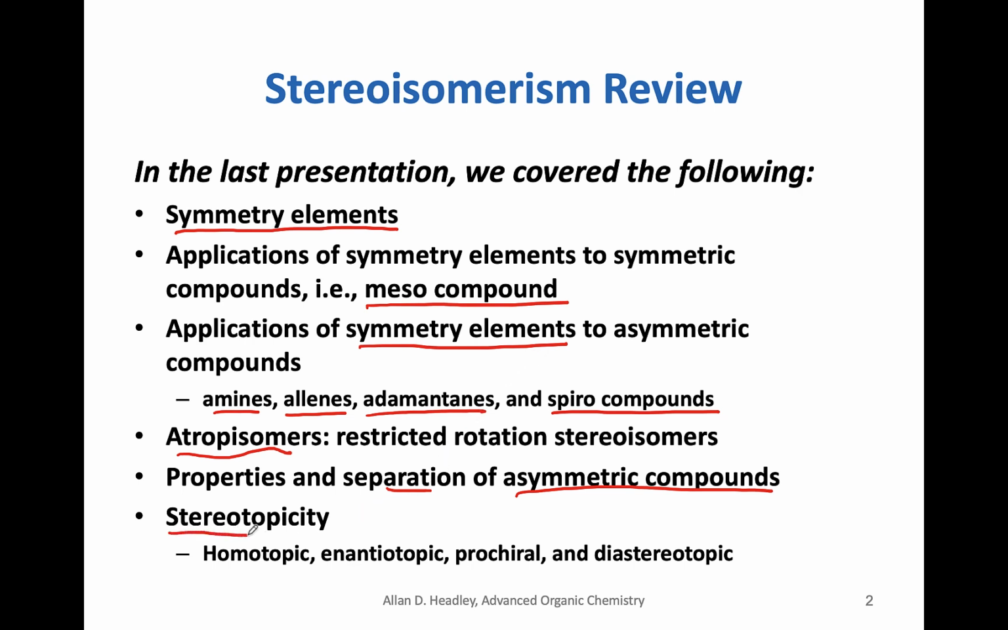Then lastly, we looked at stereotopicity, which deals with the hydrogens that are in different environments in molecules, even though they look as if they're in equivalent environments, but typically they are in different environments. One way we can tell is that if we substitute one of the hydrogens, we can get an enantiomer or diastereomer. And don't forget, if you have diastereotopic hydrogens, the NMR can detect that difference.